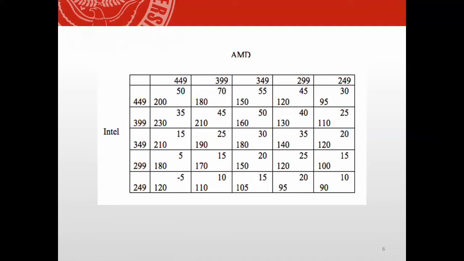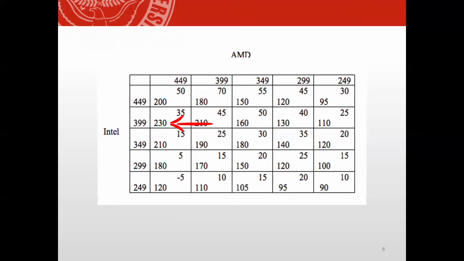Okay, so let's start analyzing this using Intel. It looks complicated, but in reality, there are just strategies that we can apply to solve this kind of problem. So if AMD chooses 449 as their price, what's the best payout for Intel? The best payout for Intel is 230 because it is the highest payout.